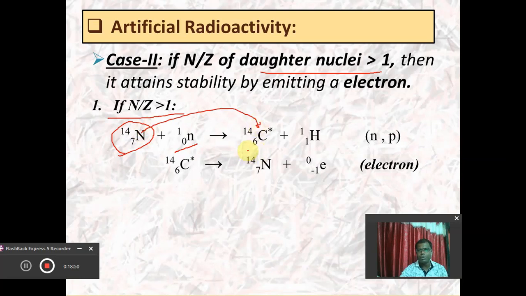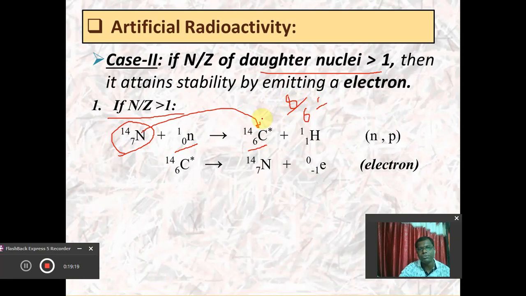So this is the recoil nucleus. N by z ratio of this carbon 6. Carbon has atomic number 6, so the number of protons will be 6, so the value of Z is 6. Again, the number of neutrons is mass number minus atomic number. Mass number is 14, 14 minus 6, so the number of neutrons will be 8. Neutron to proton ratio is 1 point something.